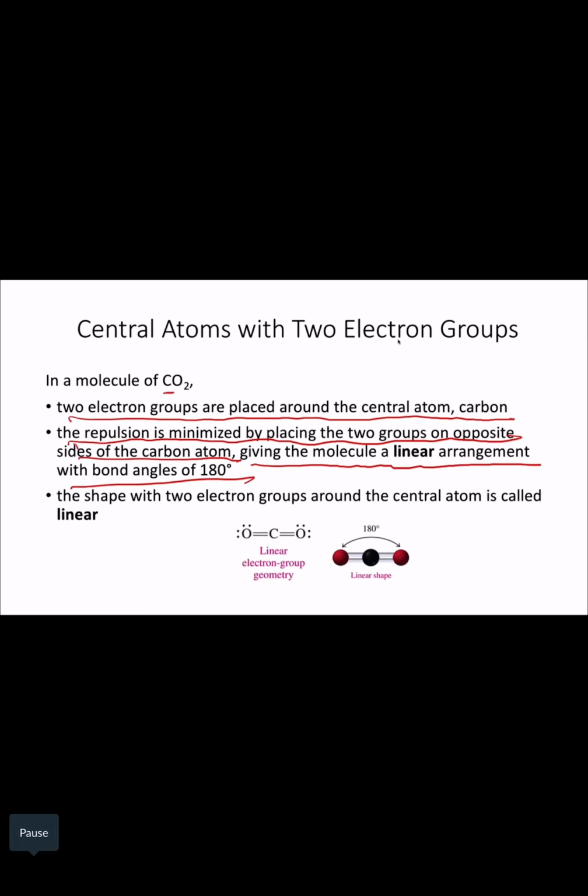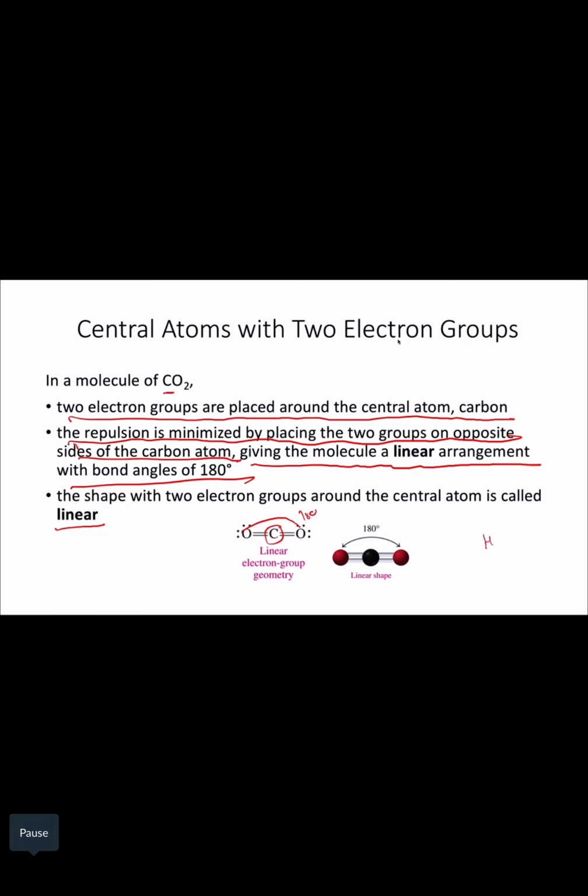So if we look, carbon with the double bonds, those are going to be 180 degrees away from each other. They're going to be 180. That is going to reduce repulsion between the electrons. The shape of the 2 groups around the center is called linear. So it's going to have a linear geometry. This is the first one we're going to learn, a linear geometry.